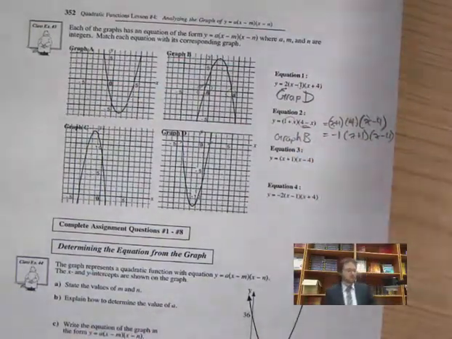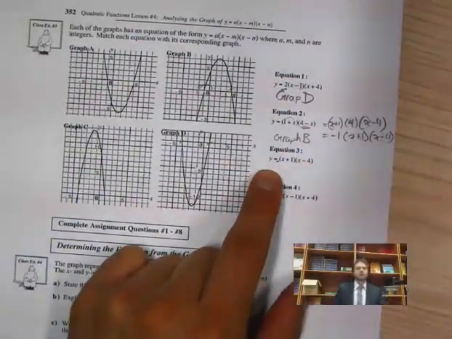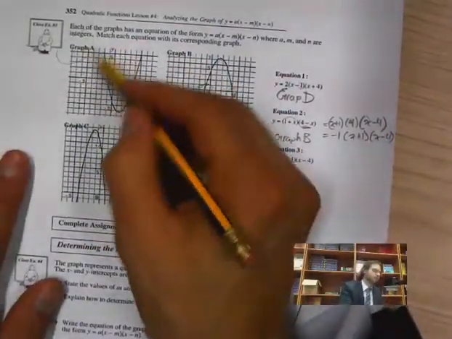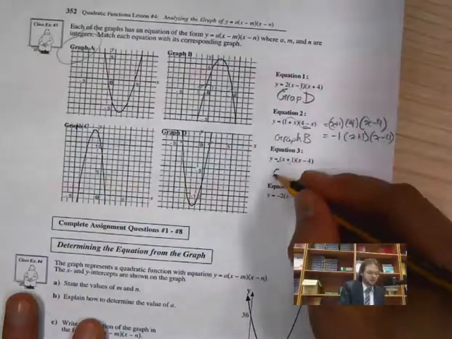Let's try the next one. Oh, this is simple. First, it's positive in front, so it's a happy face. Well, we pretty much know it's graph A, but let's double check. Negative 1 and positive 4. Negative 1, positive 4. So it's graph A.